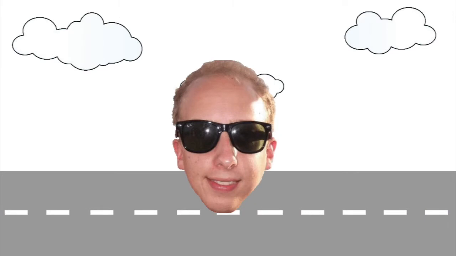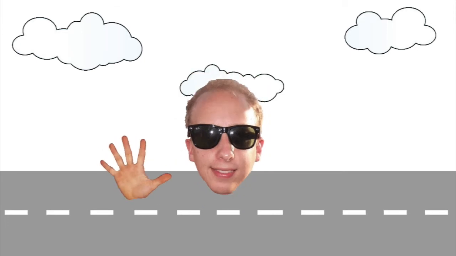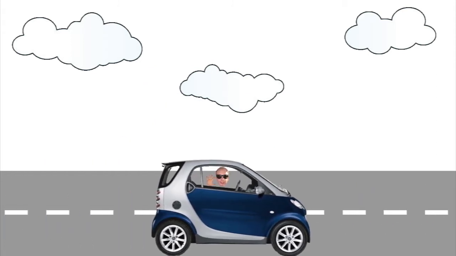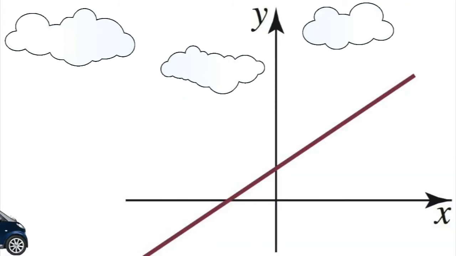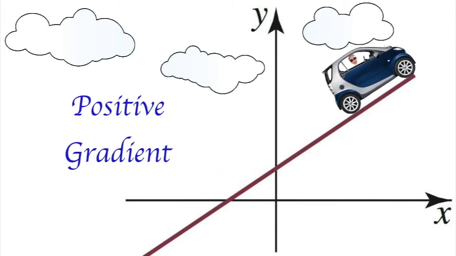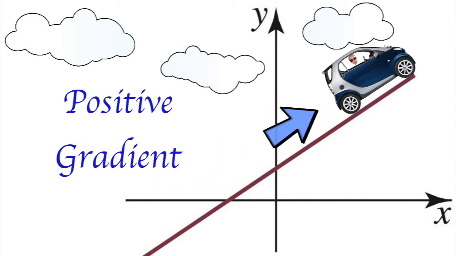This here is Jerry. You may remember him from such episodes as solving linear equations and rearranging linear equations. Say hi, Jerry. Now Jerry loves to drive, and whenever he does, he always drives from left to right. As Jerry moves from left to right, if he comes to a section that is going uphill, it means he's driving along a line with a positive gradient. That is, if things are looking up, they are positive.